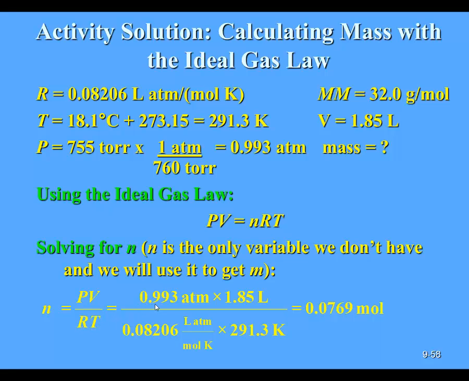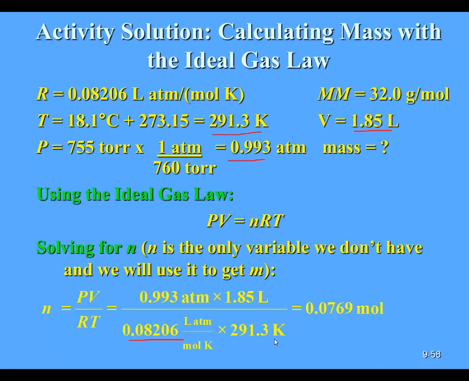So I have 0.993 atmospheres that we calculated above, times 1.85 liters, which was defined in the original question. And I'm dividing by the gas law constant, which I should have memorized, and by my temperature in Kelvin, which we defined above as well. So I have 0.993 atmospheres times 1.85 liters divided by 0.08206 for the gas law constant, with units of liters times atmospheres over moles times Kelvin, and I'm dividing by 291.3 Kelvin.